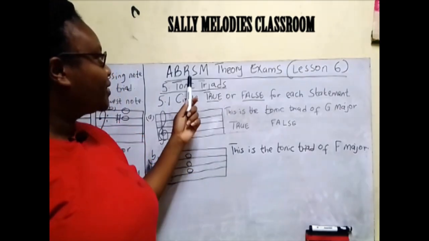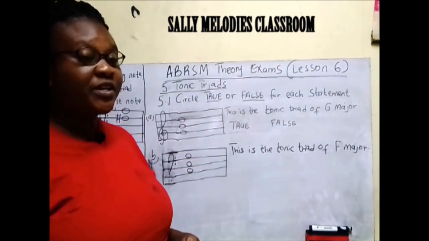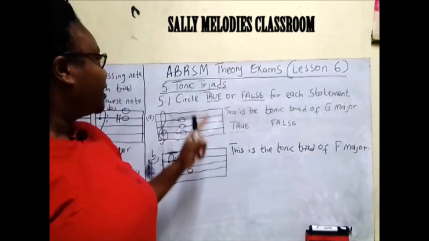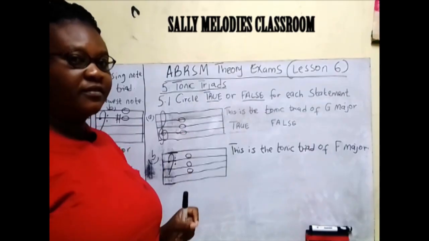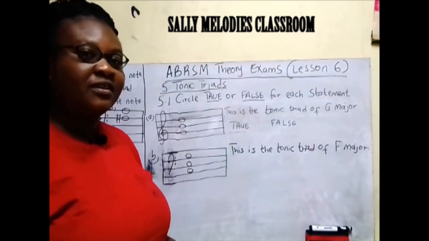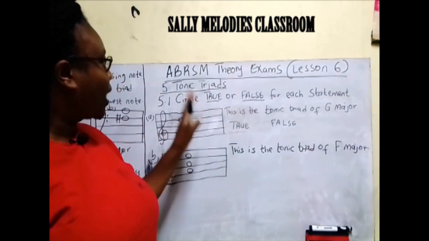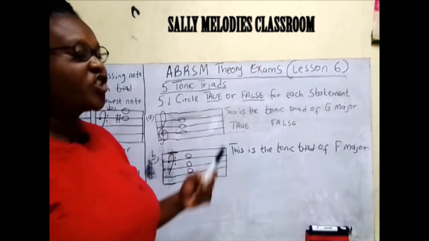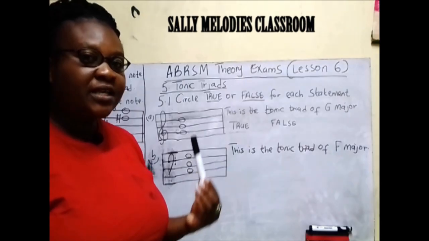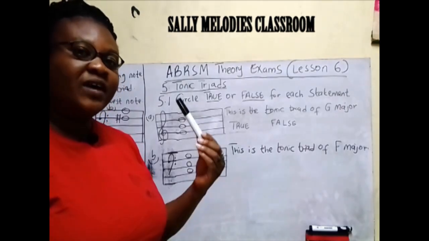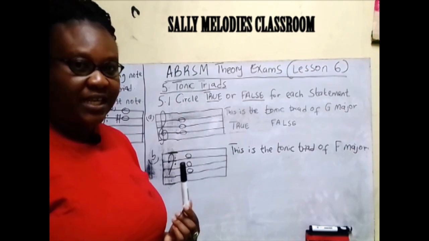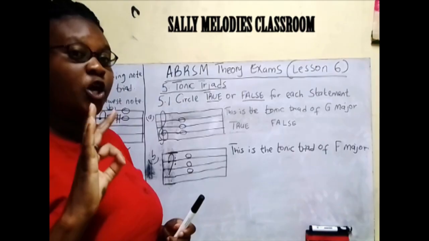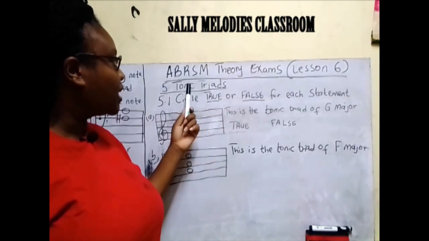We are still looking at ABRSM theory exams, and this is lesson 6, and now we are in question 5. Remember, there are 7 questions, 2 more questions to go. So under question 5, we are looking at tonic triads. The tonic is the first note or the first letter of the scale, and a triad means a set of 3 notes. So we are talking about a tonic triad.